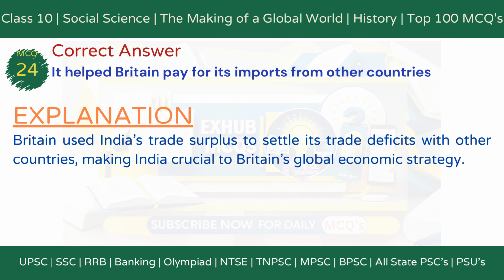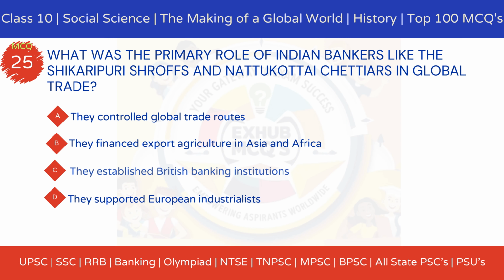The correct answer is option A. It helped Britain pay for its imports from other countries. Explanation: Britain used India's trade surplus to settle its trade deficits with other countries, making India crucial to Britain's global economic strategy. MCQ 25. What was the primary role of Indian bankers like the Shikarpuri Shroffs and Nattukottai Chettiars in global trade?